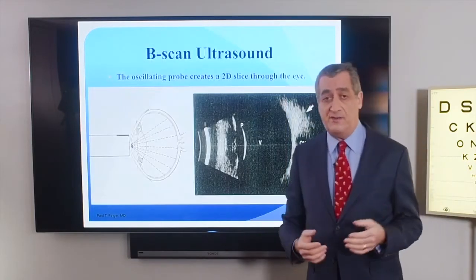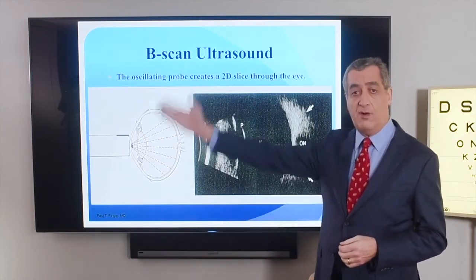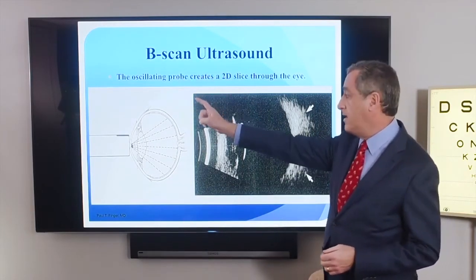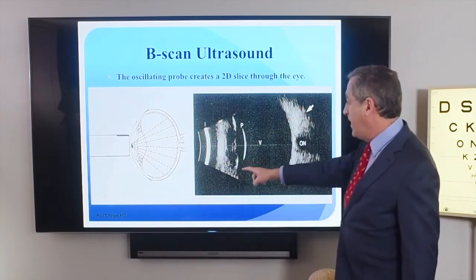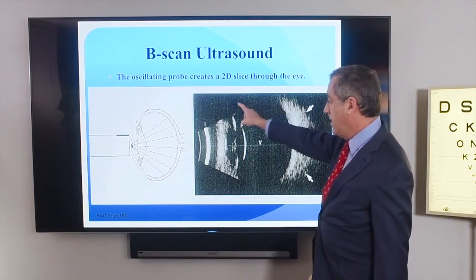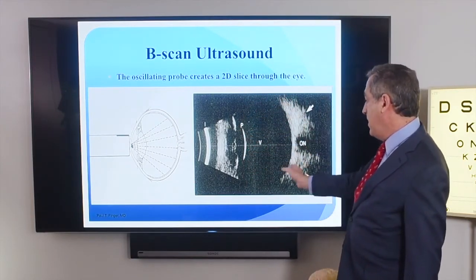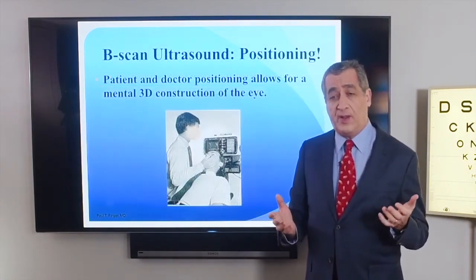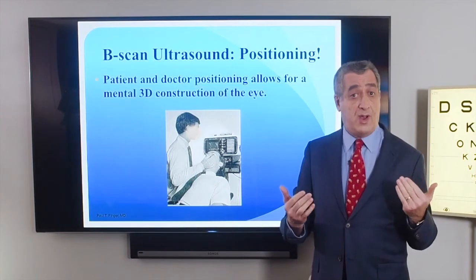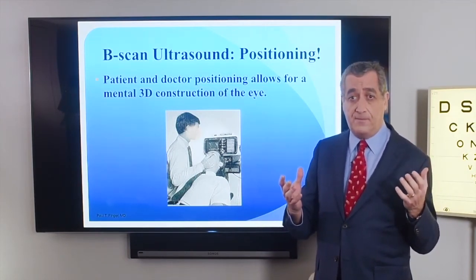The next generation of ultrasound involved taking that A scan and putting it on a rotating arm, thus cutting a two-dimensional image through the eye. So here we have this two-dimensional image of the eye, where we have the back lens spike, the back of the eye, the optic nerve, all in one image. With this 2D image, we can start to reconstruct a three-dimensional picture of what's going on inside the eye.